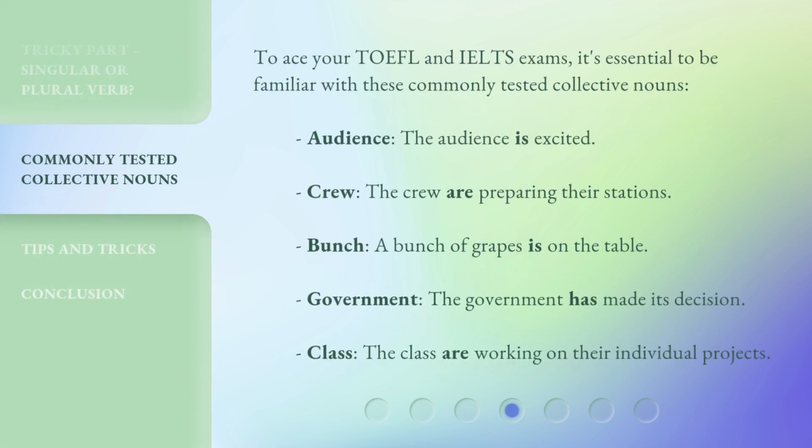To ace your TOEFL and IELTS exams, it's essential to be familiar with these commonly tested collective nouns. Audience. The audience is excited. Crew. The crew are preparing their stations. Bunch. A bunch of grapes is on the table. Government. The government has made its decision. Class. The class are working on their individual projects.